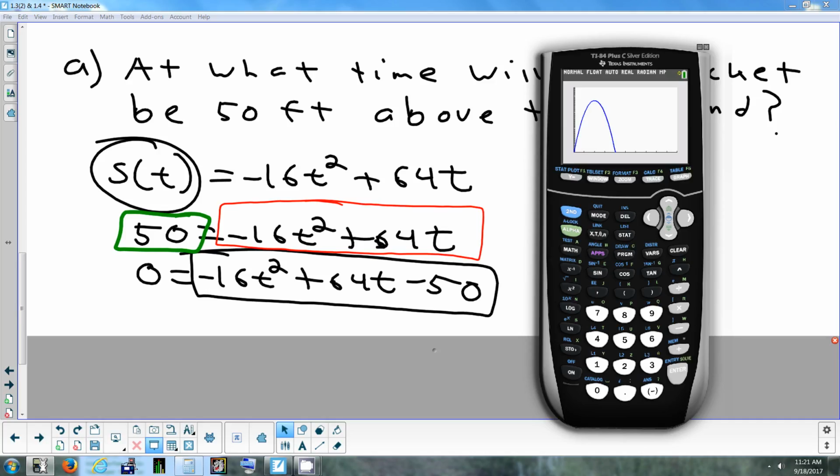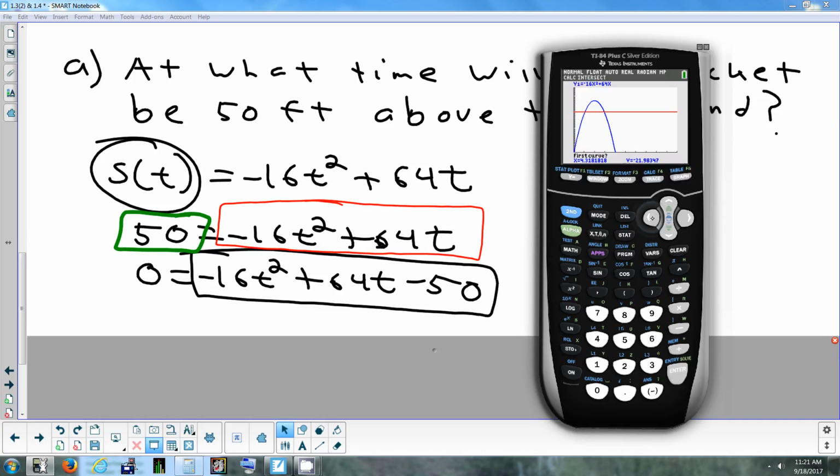There's the line coming in at 50 feet. And I want to know when my object is in that section. When is it above 50 feet? So what do you think I need to calculate between the blue and the red curves? What do I need to know? Yeah? I need the intersect. So I'm going to do second calc intersect. And I think, did we do that last week? Intersect, yeah.